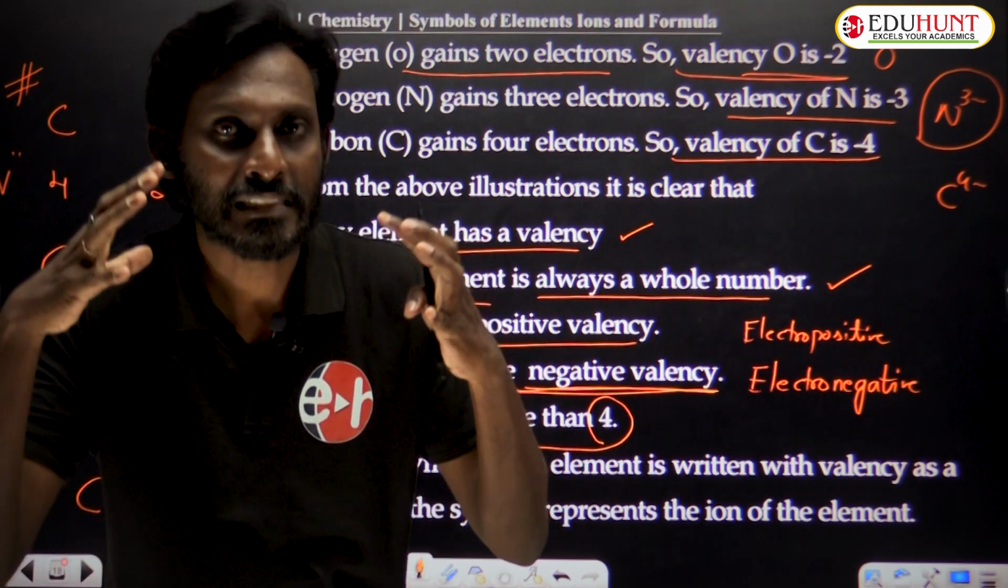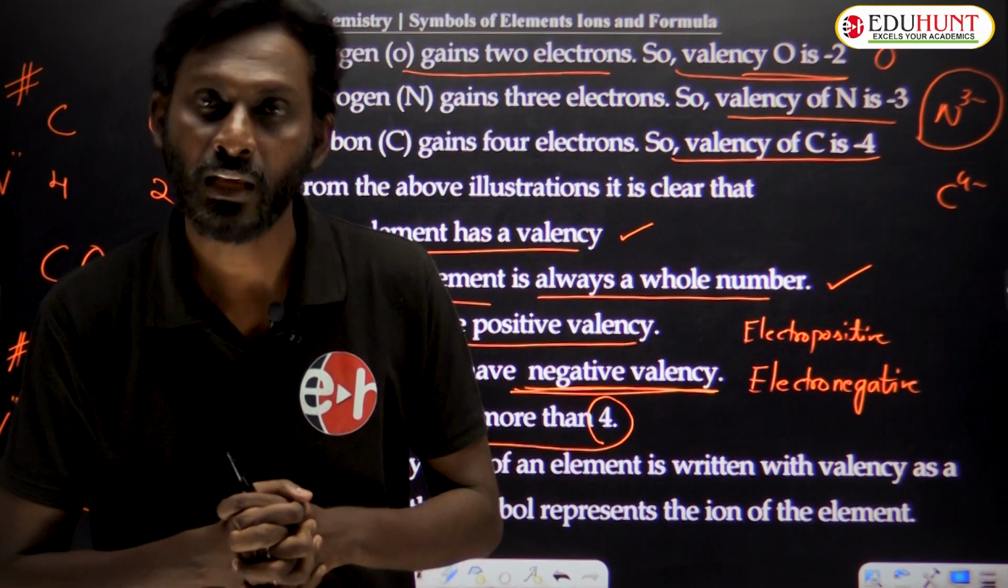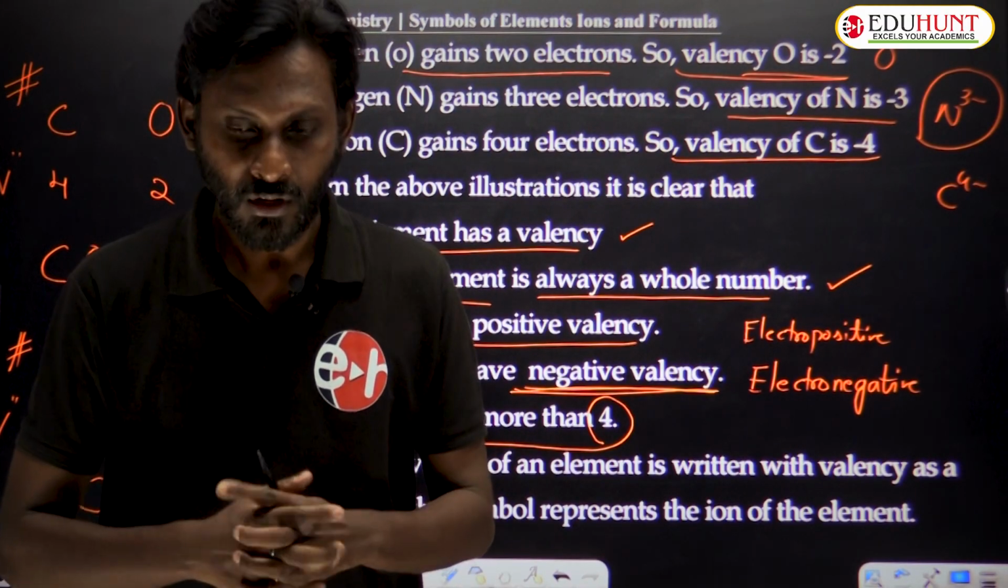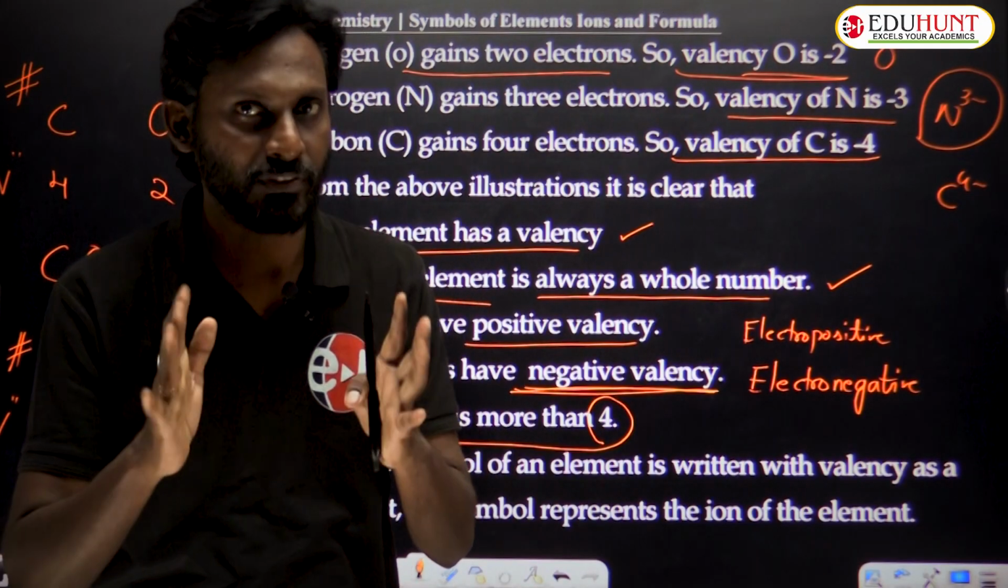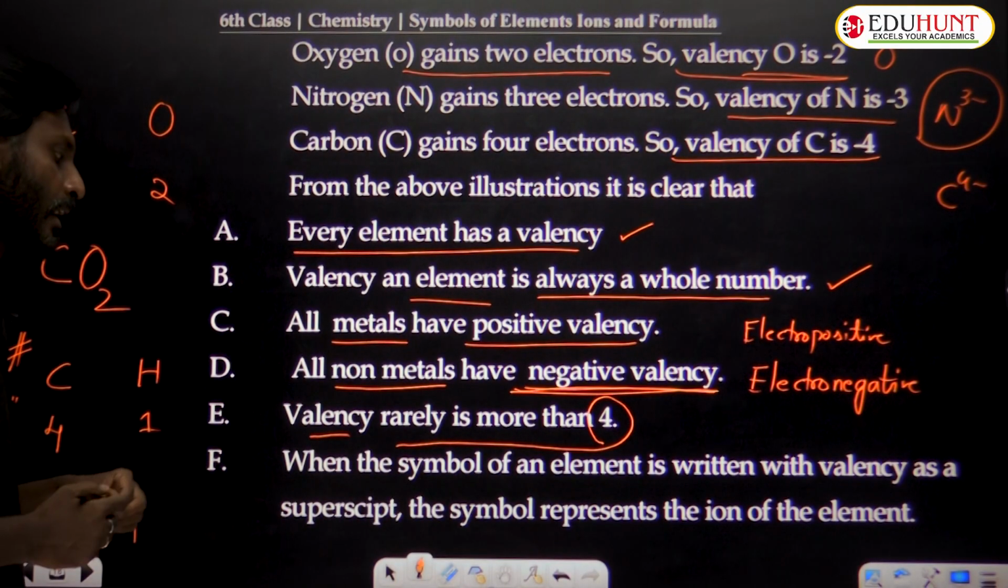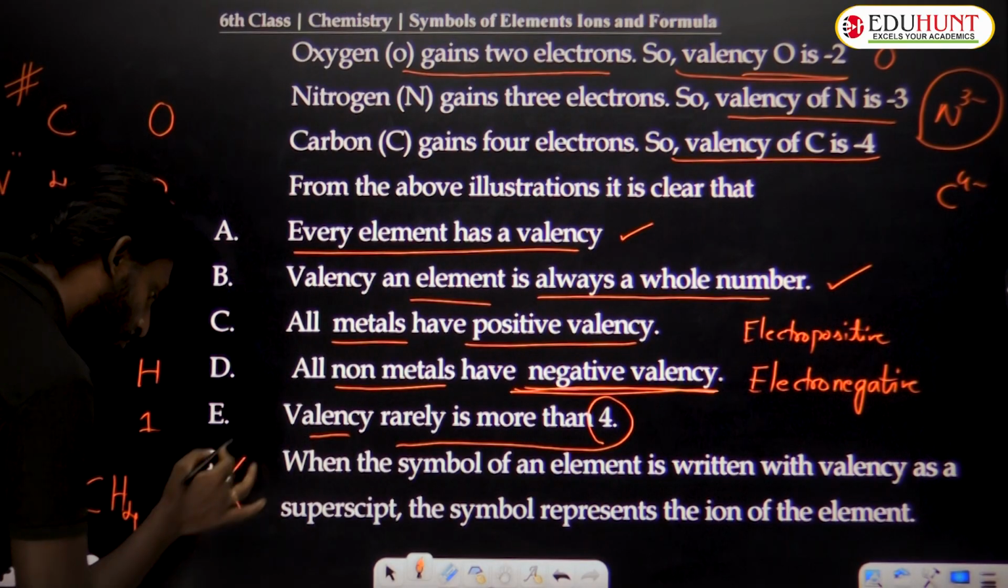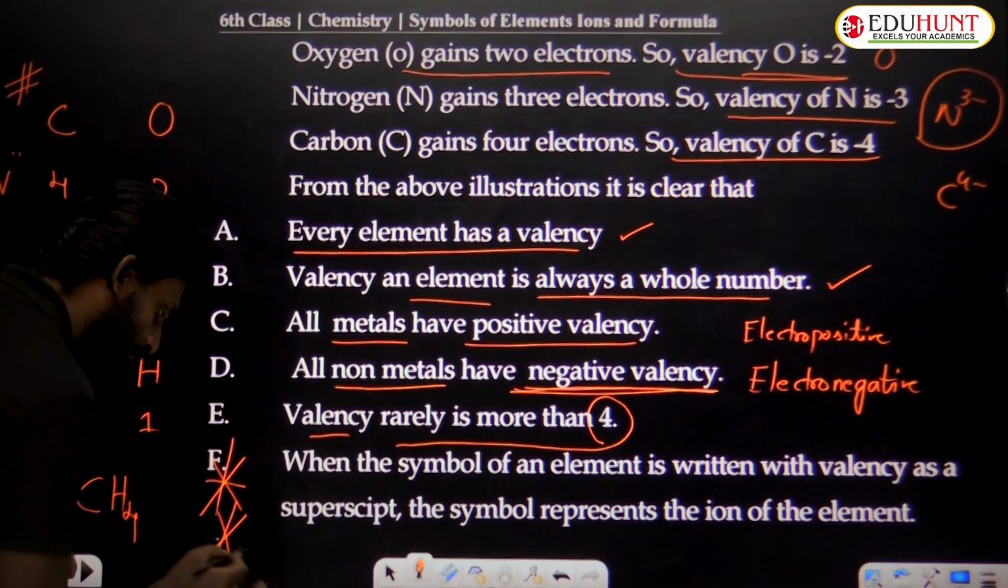You are going to study in the upcoming concepts. Energy is involved there. So losing more than 4 electrons or gaining more than 4 electrons is highly difficult. Yes, and this is a crucial point. I am going to explain a very crucial point now.